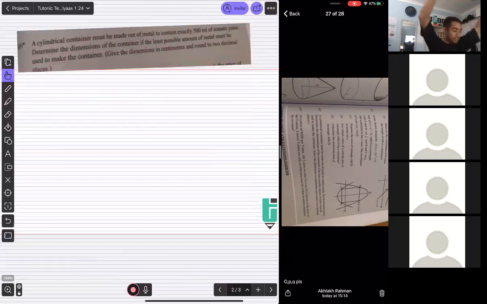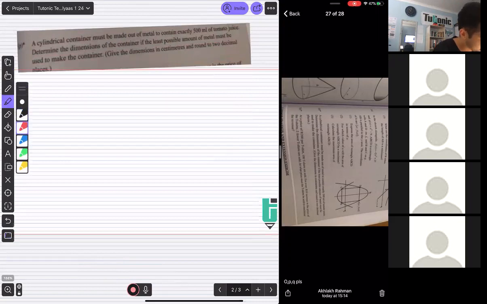A cylindrical container must be made out of metal to contain exactly 500 milliliters. So what does that mean? 500 milliliters is a volume. So we're dealing with the volume of a cylinder. So immediately when I see volume of the cylinder, I think of the equation for volume. So what's the equation for volume of a cylinder?